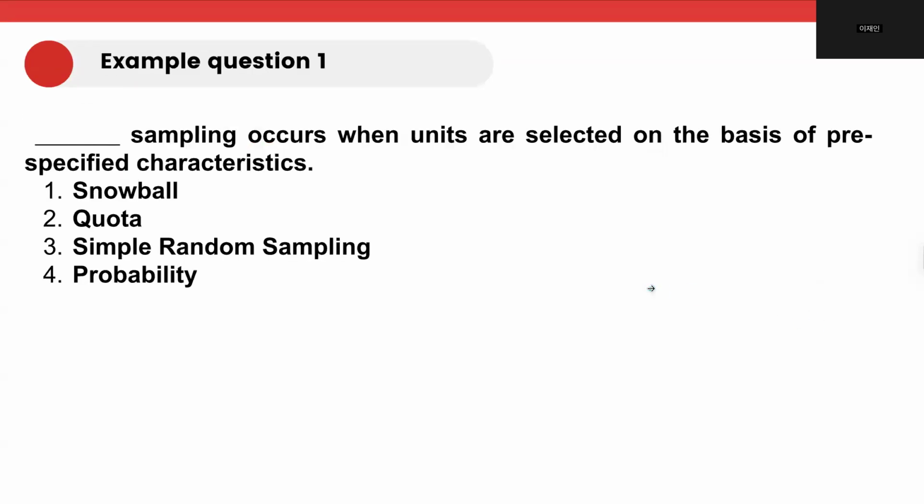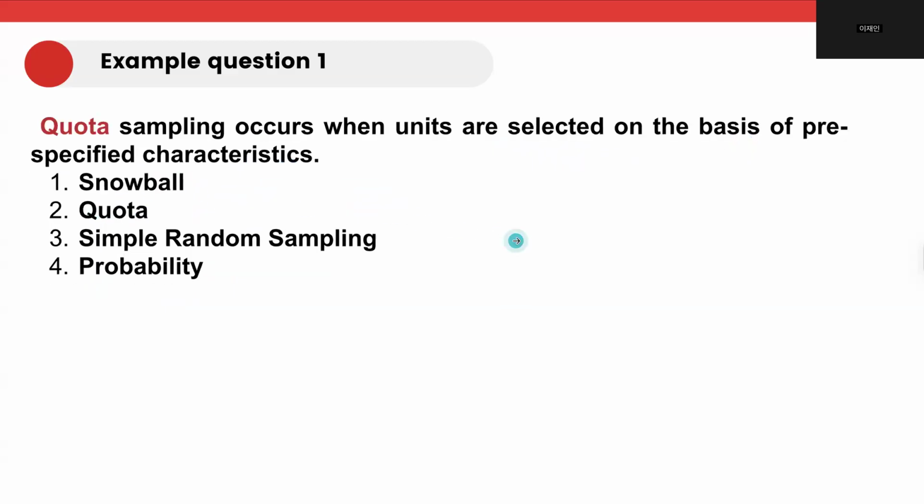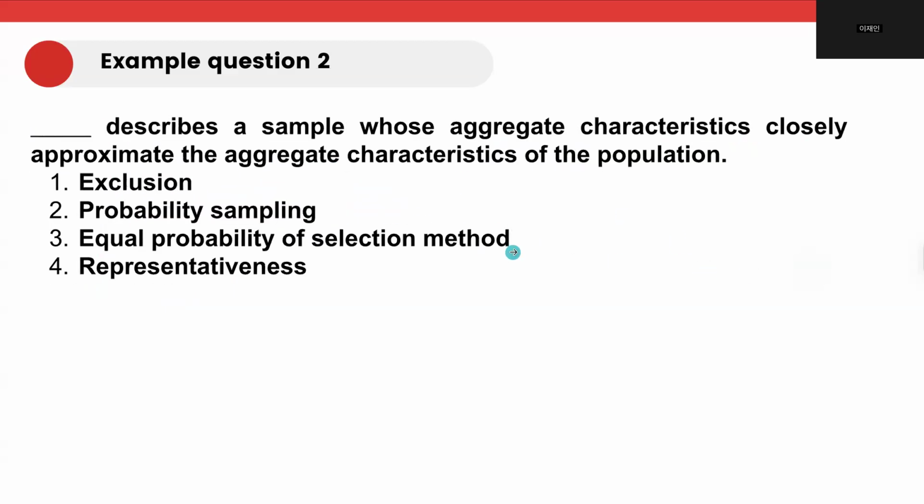All right, so let's see the example questions. Blank sampling occurs when units are selected on the basis of pre-specified characteristics. So the keyword would be the pre-specified characteristic that they want to choose. Snowball, quota, simple random sampling, probability, what is that? Simple random sampling and probability sampling are probability sampling, but this seems to be pre-selected based on pre-qualified characteristics. So it might be closer to quota sampling than snowball sampling. So quota sampling is the answer.